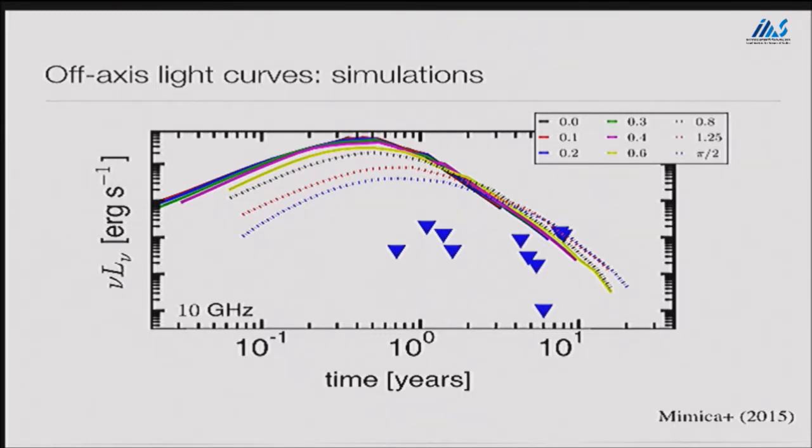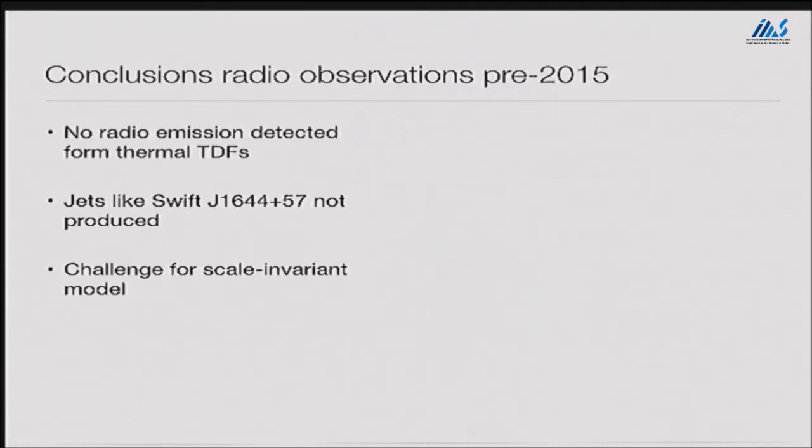And I think, with the work of Alexei, for most density profiles, all these upper limits are clearly inconsistent with any sort of radio jets in the thermal tidal disruptions. So that's the conclusion. No radio emission from thermal tidal disruptions so far. Jets like 1644 are not produced there. And this clearly is a challenge for the scale invariant view of accretion. I mean, if you see a jet once, why don't you see it again? Right, so this is a challenge for people that like that model.